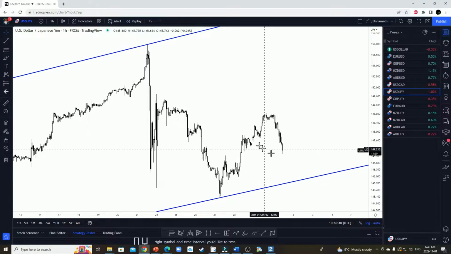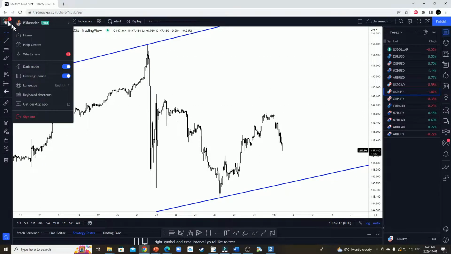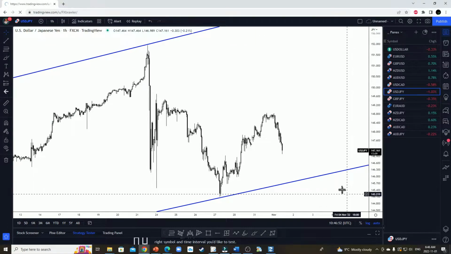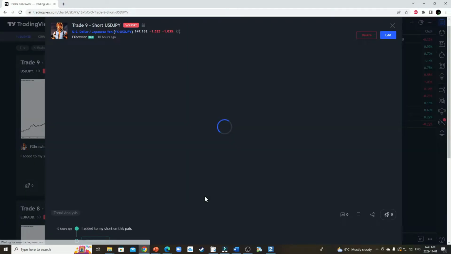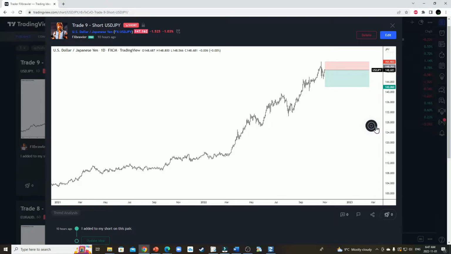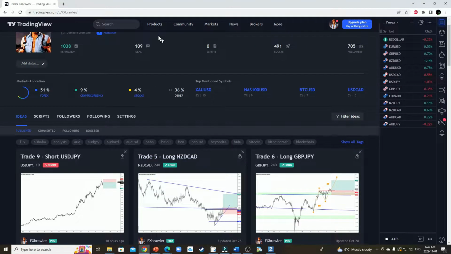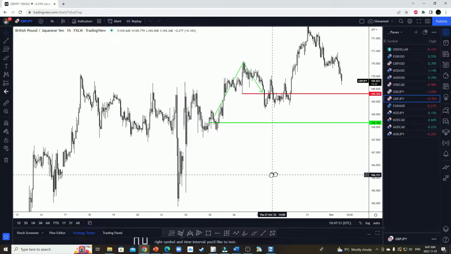So what happened here is I shorted right here. I'm going to show you the trade so you know I'm not doing any shady business. So profile, leave, and USD Yen. There you go. It shows in red because the day isn't finished, but this is my entry. It was right at the top. That's kind of the play that I'm doing right now for the yen.